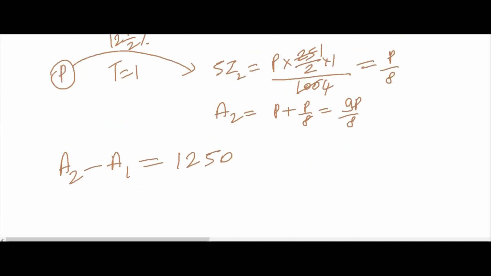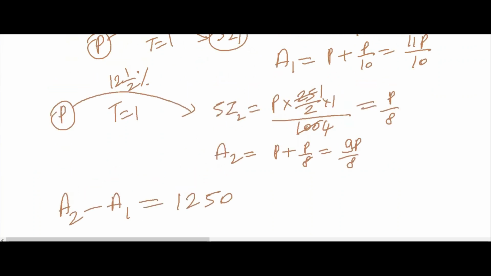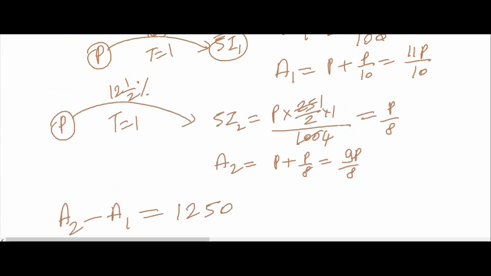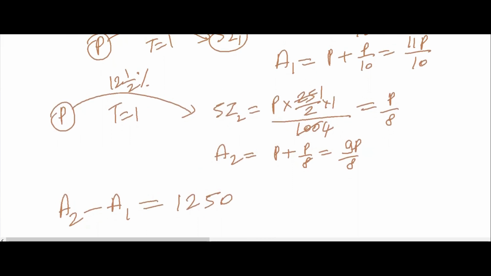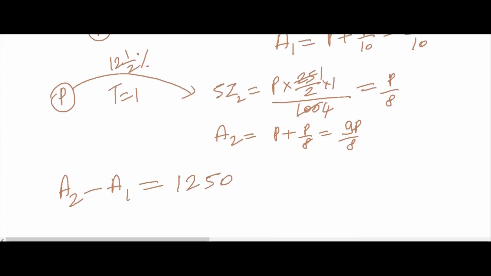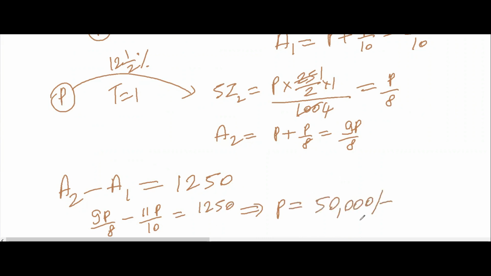So A2 is my 9P by 8 and A1 is 11P by 10. So let me write that down. A2 is 9P by 8 minus 11P by 10, which is nothing but 1250. When you solve this, you will get the value of P to be 50,000. So his principal amount is 50,000.